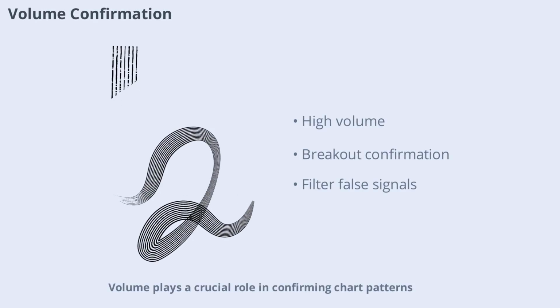Volume plays a crucial role in confirming chart patterns. A breakout accompanied by high trading volume is more likely to succeed, while low volume breakouts may fail. Watching volume helps you filter out false signals and improve your trading accuracy. Always check for volume confirmation when analyzing chart patterns.